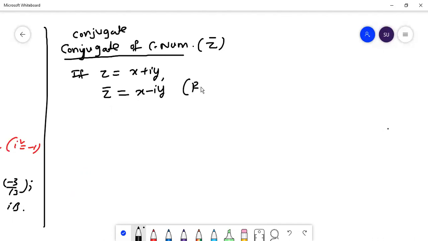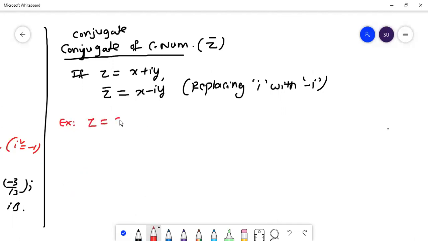That is replacing i with negative i. In place of i, you substitute minus i. That will give us conjugate of a complex number. For example, if Z is equal to 3 plus 4i, then what is Z bar? In place of i, replace minus i. 4 into minus i, minus 4i. That is simply 3 minus 4i.